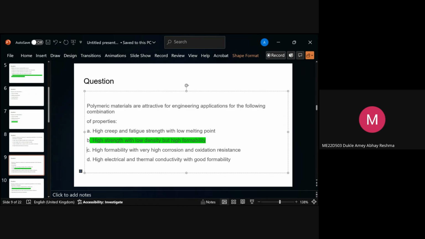The third option is high formability with high corrosion and oxidation resistance. That is not the case. They do not have very high corrosion and oxidation resistance. They can be oxidized very easily. And electrical and thermal conductivity, obviously that's not the case. Polymers have very low melting temperature, which gives them low thermal conductivity. They also have very low electrical conductivity.